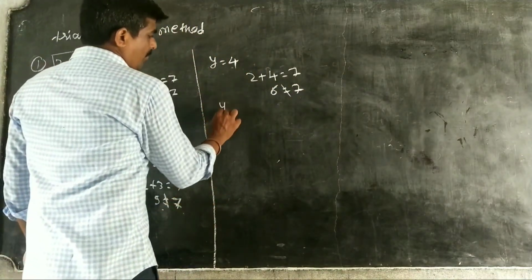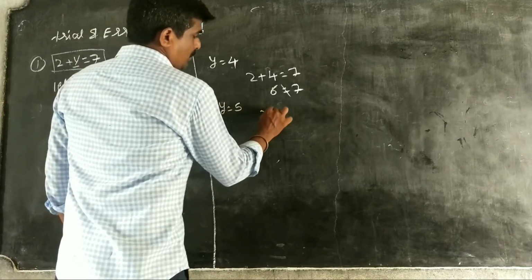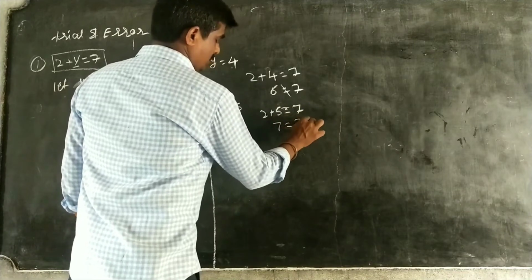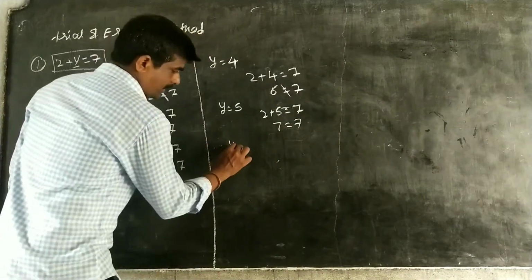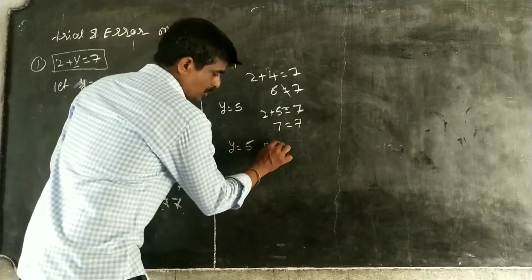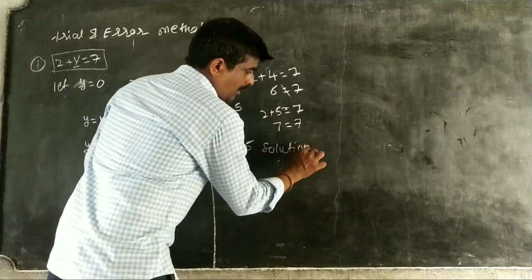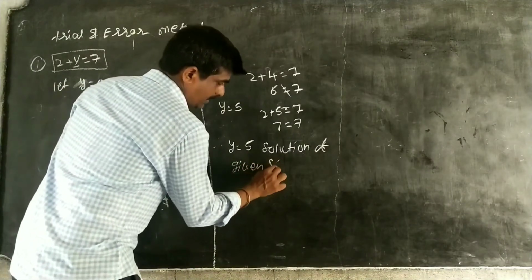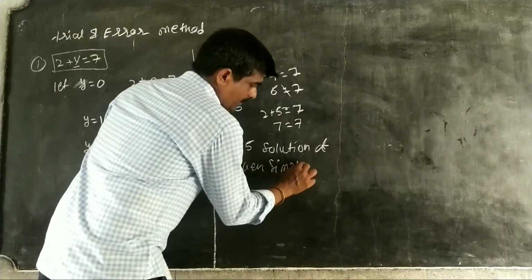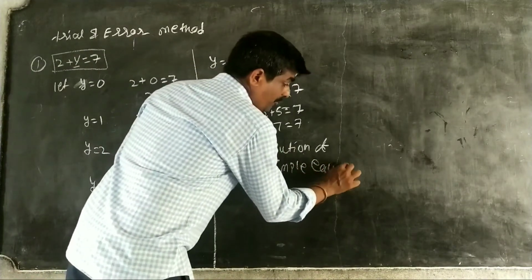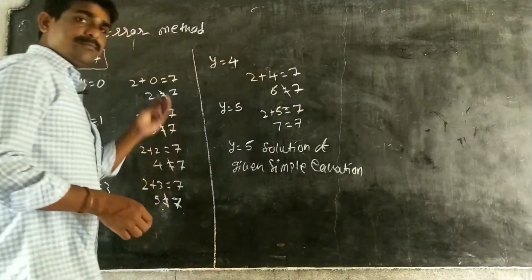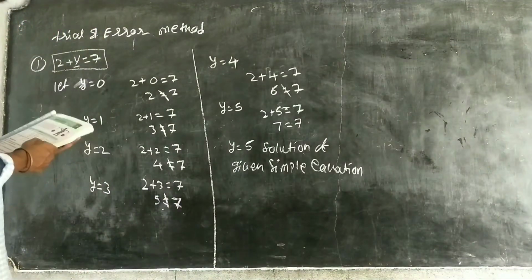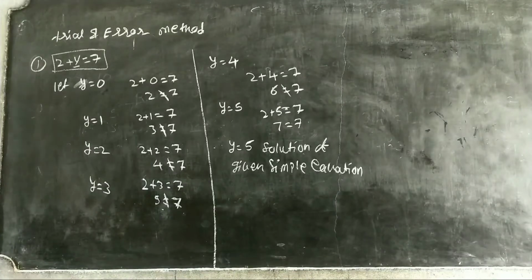Let me take y is equal to 5. So, 2 plus 5 is equal to 7. 7 is equal to 7. Therefore, y is equal to 5 is the solution of the given simple equation. You should try up to whenever you get the result. That time you have to try every problem. Okay. Next, same like that only, you have to do another one.